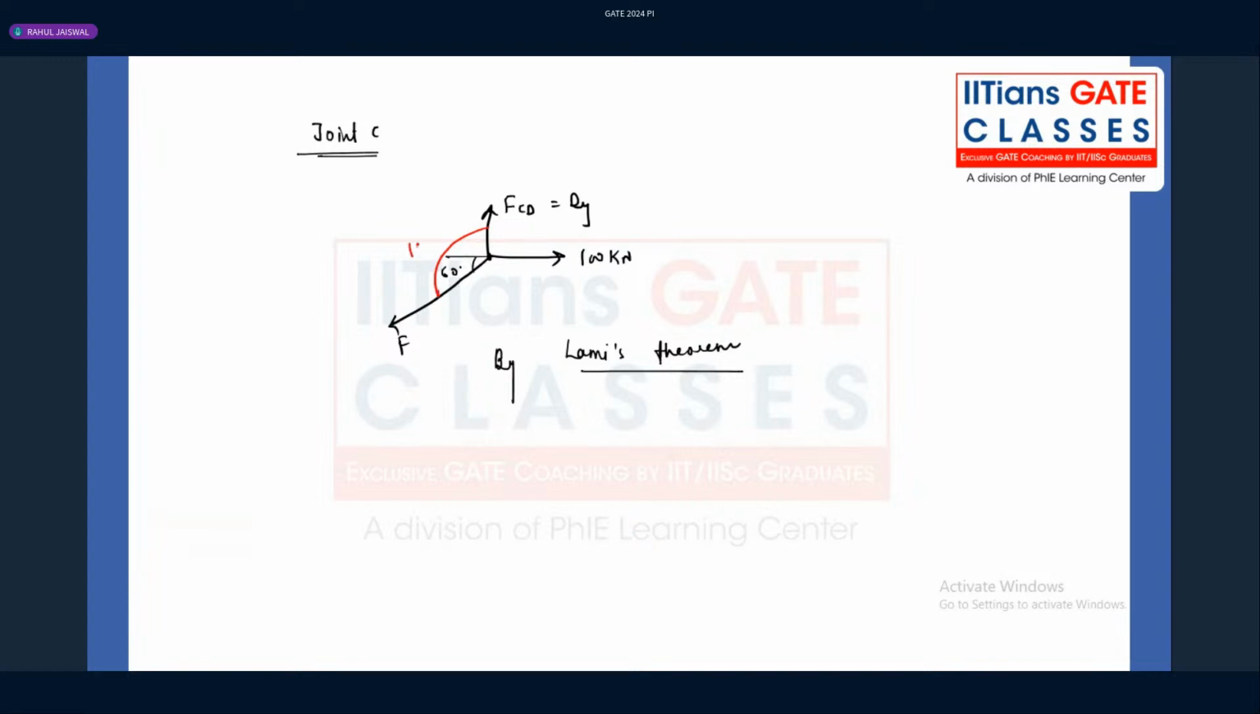By Lami's theorem, what can you write, guys? This is the total angle, which we have, 150 degree. This angle is 90 degree. And what about this angle, guys? This angle will be 120 degree. F over the sine of the angle between the other two forces, sine 90, equals 100 kilonewton over sine 150. So if you calculate, you are going to get 200 kilonewton as the answer. Please note it down.